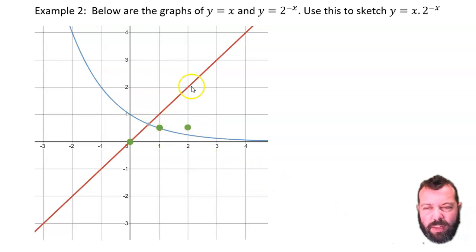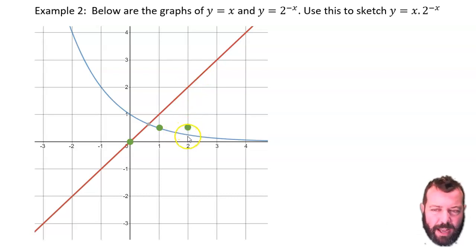Now, up here, we can see my red line. My linear function is equal to 2. My exponential looks to be less than half. So that would imply that a half times 2 would be 1. So it's maybe a quarter. Maybe it's a quarter times 2 equals a half, somewhere down here.